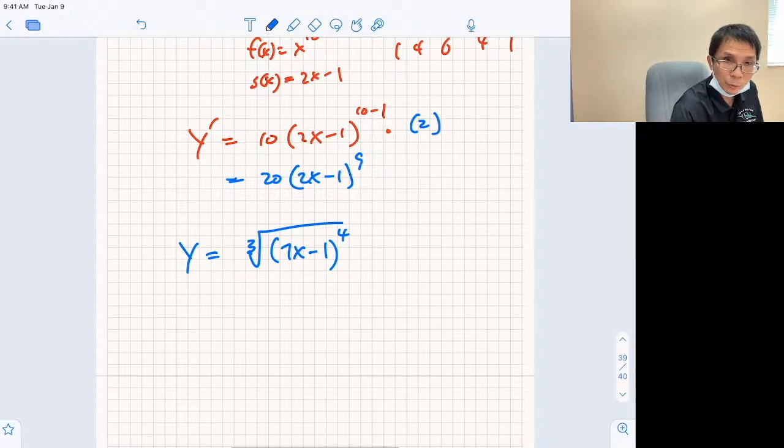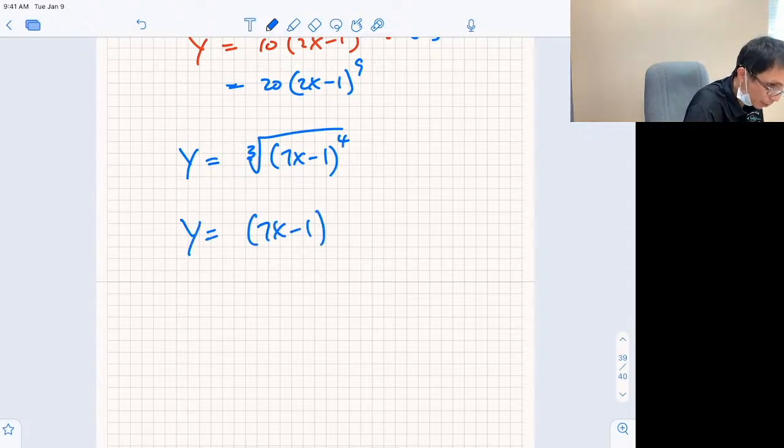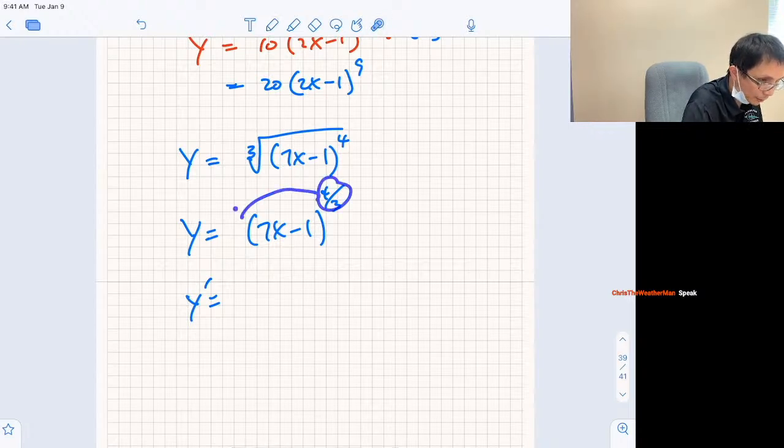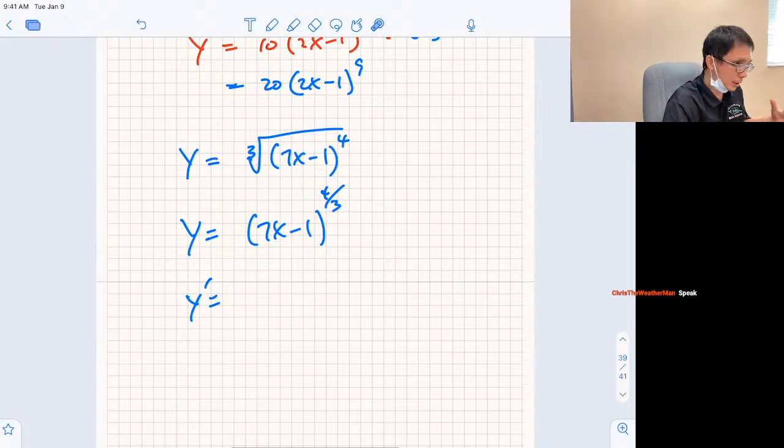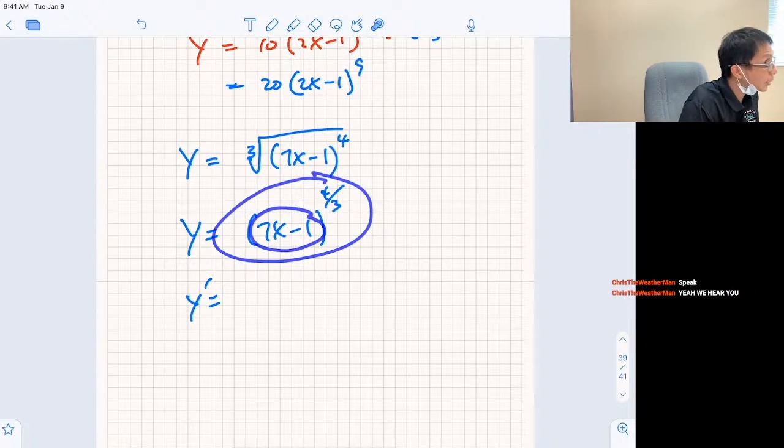Okay, so what do I do first? I probably need to rewrite it, right? So it's going to be (7x minus 1) to the 4 over 3. Now I'm going to take a derivative of that, bringing down the power. I'm going to look at this as a first layer and a second layer. That's a way to look at it. I call it the bubble gum.